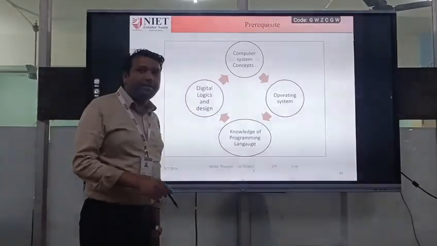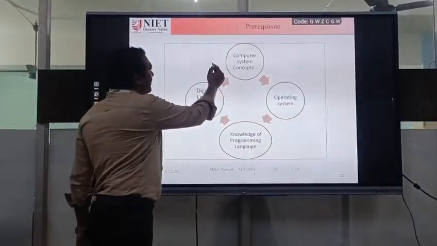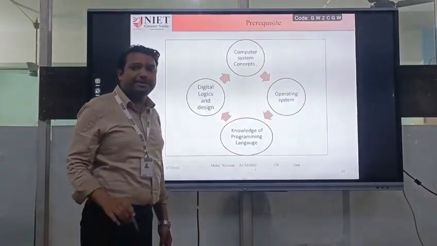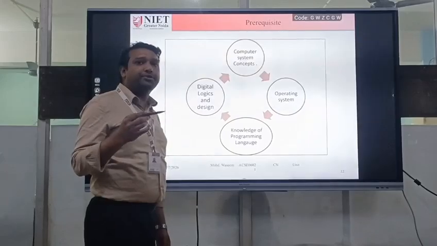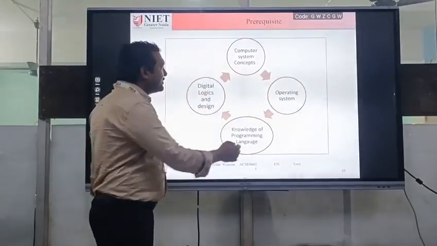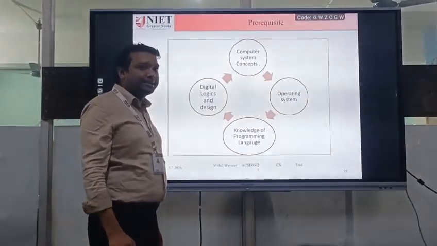So before understanding computer networks and how it works, we have some prerequisites. One is computer concepts. We must have a basic concept of how a computer works, what devices are connected to a computer, and how the processing and tasks are carried out. Second one is operating system. We should have knowledge of what an operating system is and how it works.